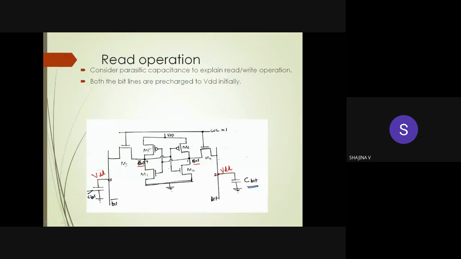So high voltage is available at bit line and bit bar line initially before read operation. So before read operation we are pre-charging the capacitor, that is C bit and C bit bar, to a high voltage VDD. So now the available voltage at points 2 and 3.